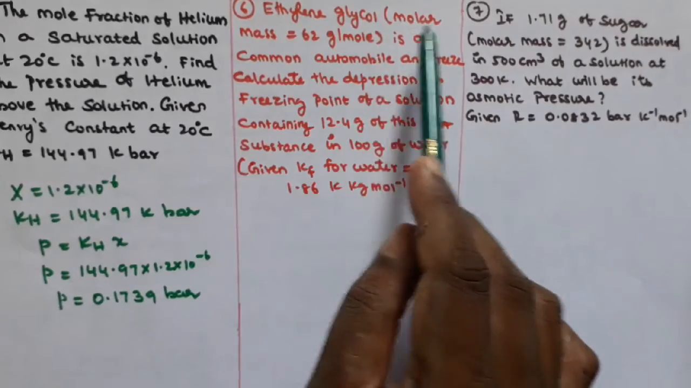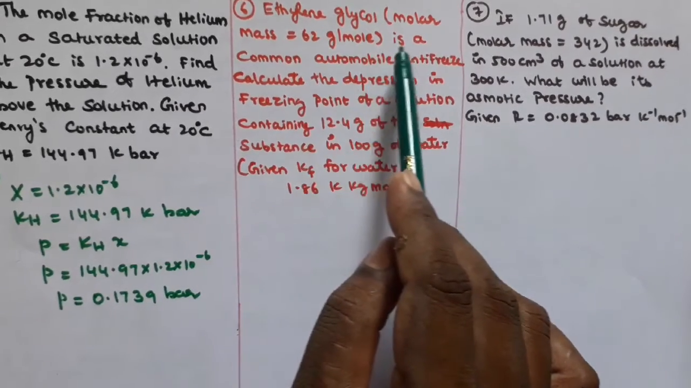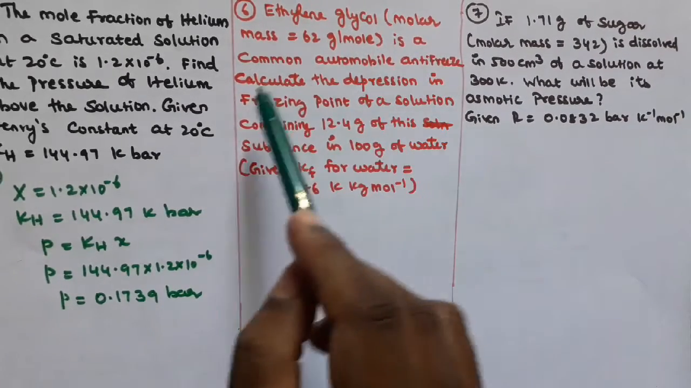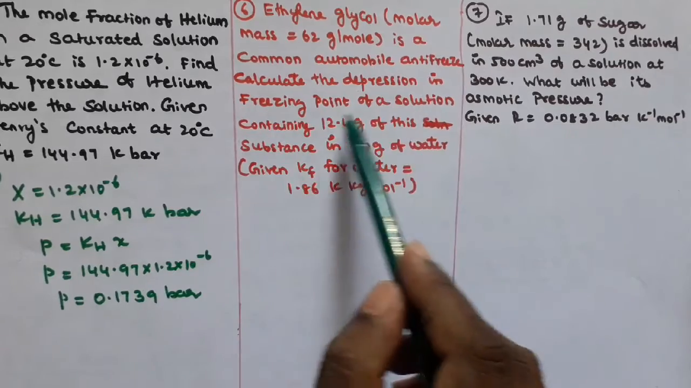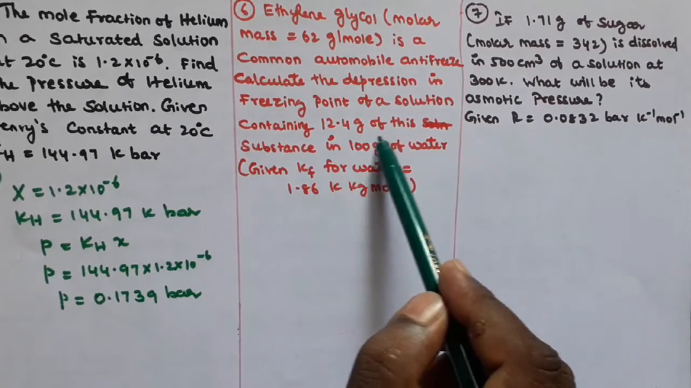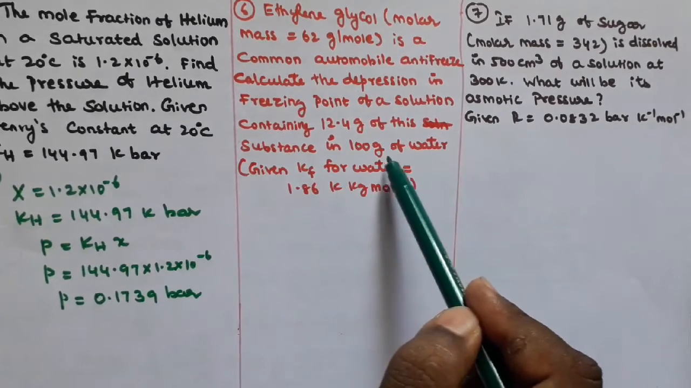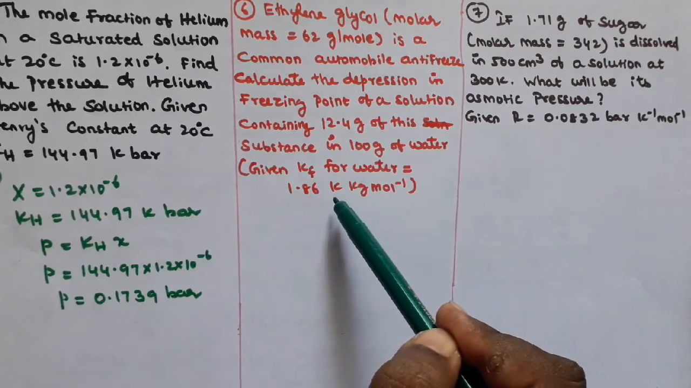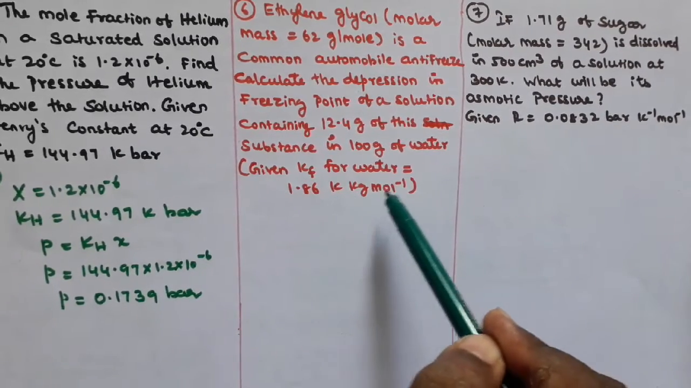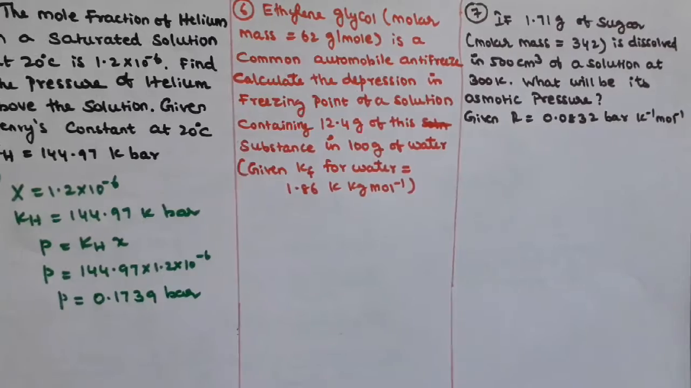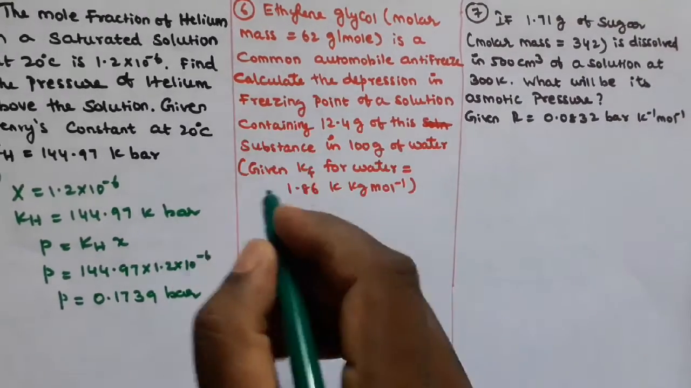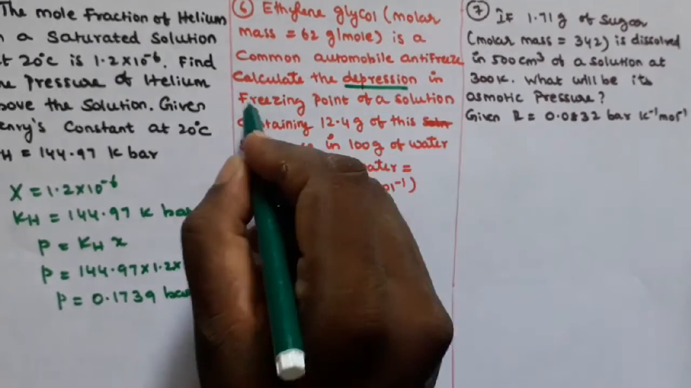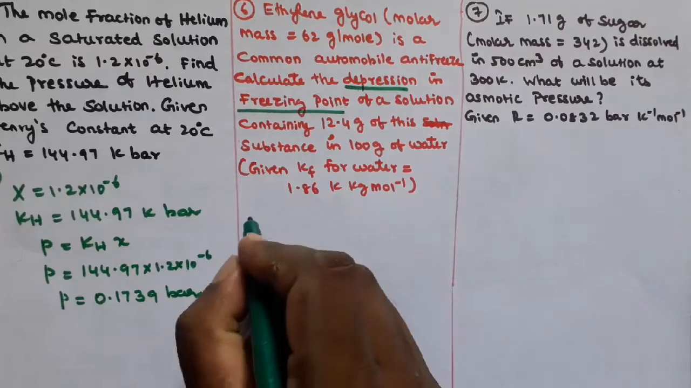Ethylene glycol of molecular mass 62 grams per mole is a common automobile antifreeze. Calculate the depression in freezing point of a solution containing 12.4 grams of this substance in 100 grams of water. Given Kf is equal to 1.86 Kelvin kilogram per mole. This question is clearly from depression of freezing point. So depression in freezing point is delta TF.